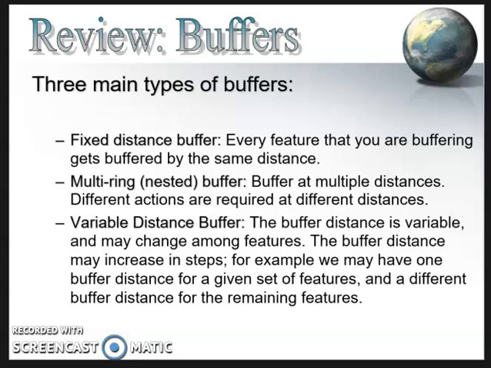So with the fixed distance buffers, every feature that you are buffering gets buffered by the same distance. When we're doing the multi-ring or nested buffer, you're buffering at multiple distances. This is really useful when different actions are required at different distances. And then we have our variable distance buffer. The buffer distance, as its name describes, is variable and may change among features. And the buffer distance may increase in steps. For example, we may have one buffer distance for a given set of features and a different buffer distance for the remaining features.